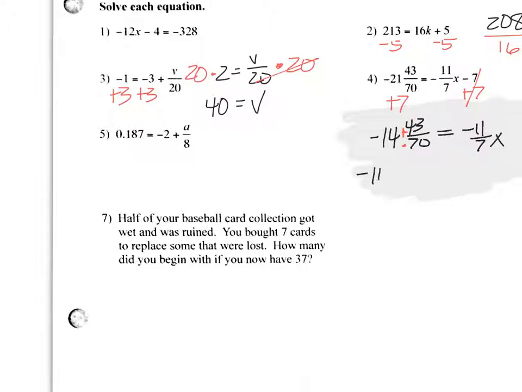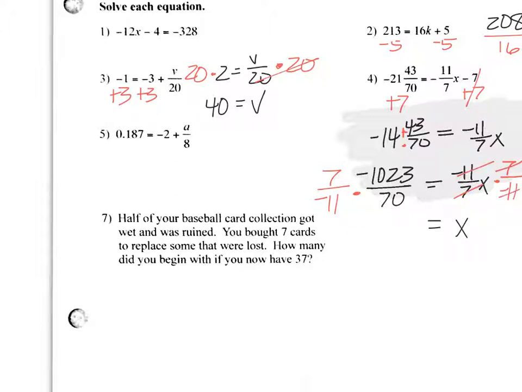So I have negative 1,023 over 70 equals negative 11 over 7x. Now I'm going to multiply by the reciprocal over here, 7 over negative 11, 7 over negative 11, because whatever I do to one side, I have to do to the other. So that all cancels. That's going to leave x over here. Now I try to do some cross-reducing. So 7 goes into 7 once, 7 goes into 70 10. I might try 11 into 1023.